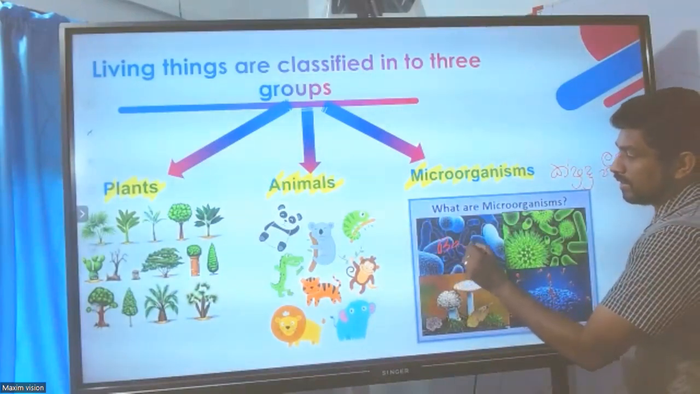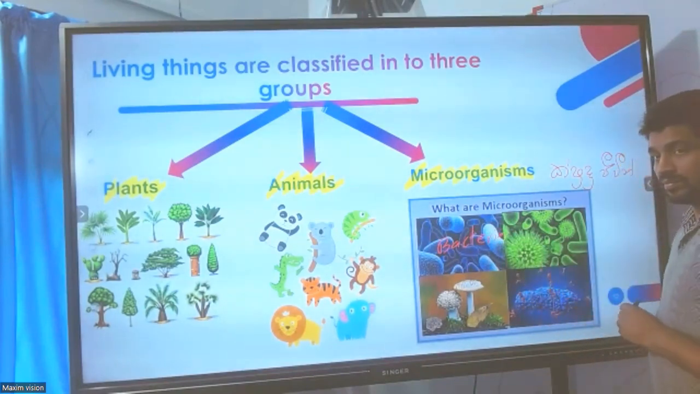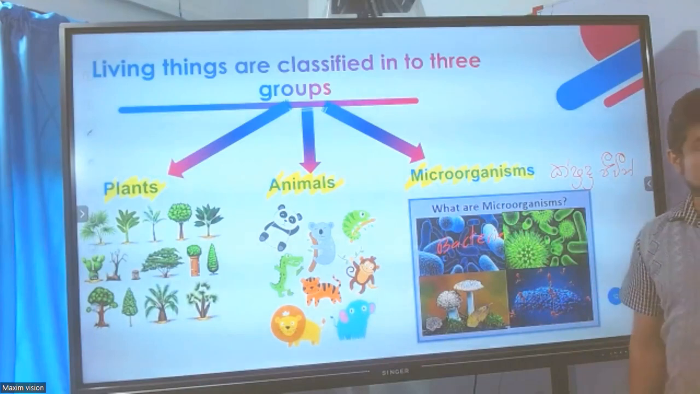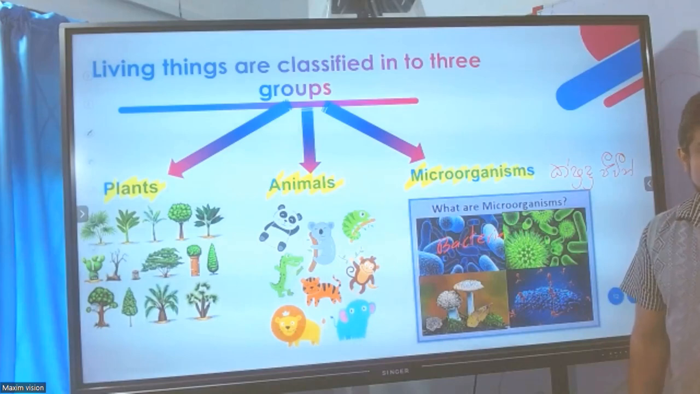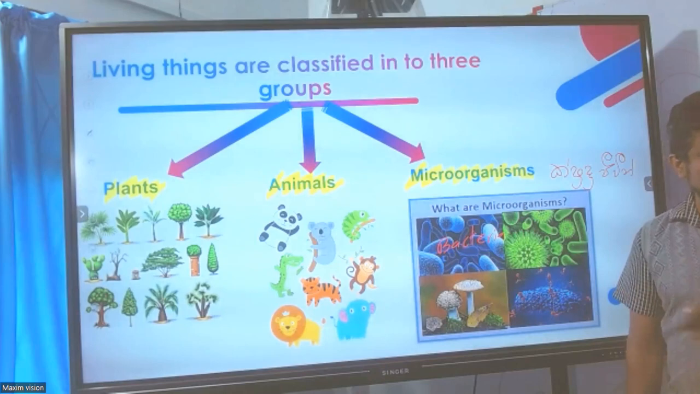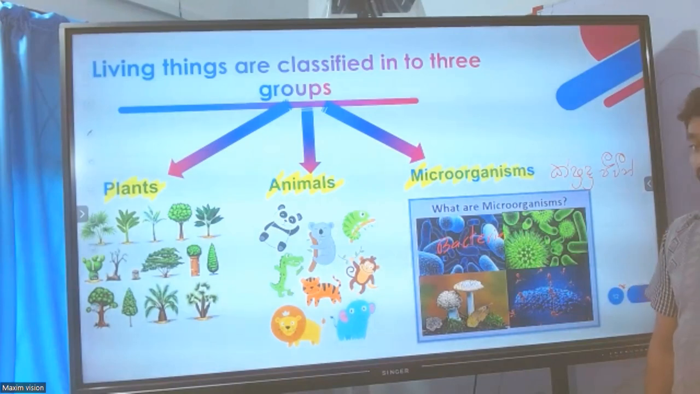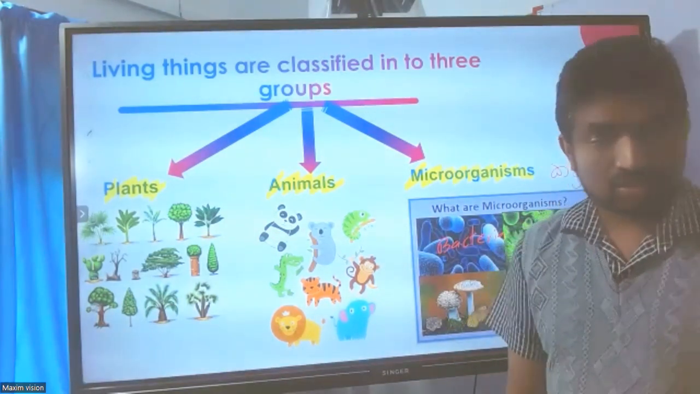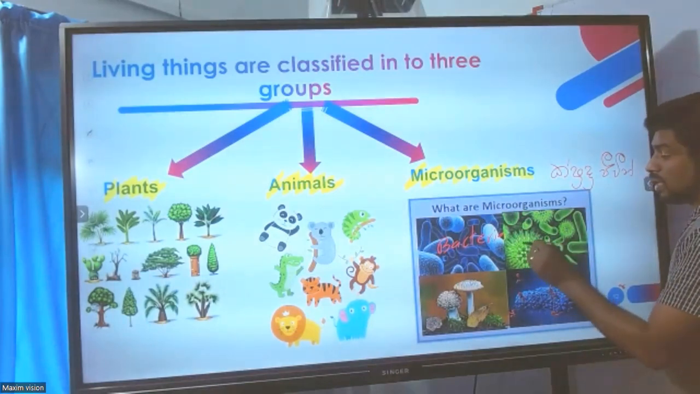These are called bacteria. What is this one? These days there is a camp going on to clean up the environment. Why? It was mentioned in the news yesterday. Why are people cleaning the environment rapidly these days? There is a disease. Why is the disease spreading these days? Not corona. What is that? Dengue. Dengue is a virus.